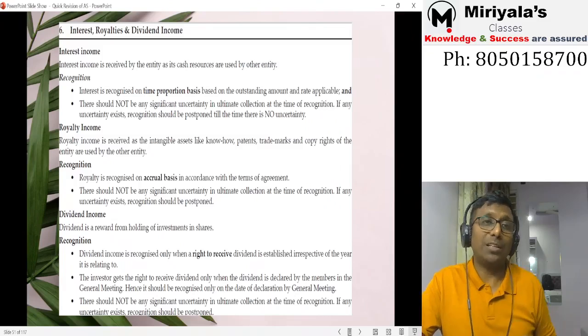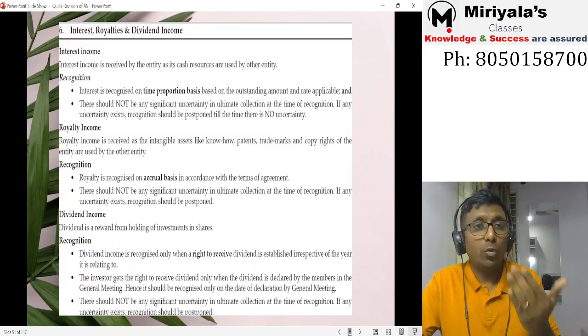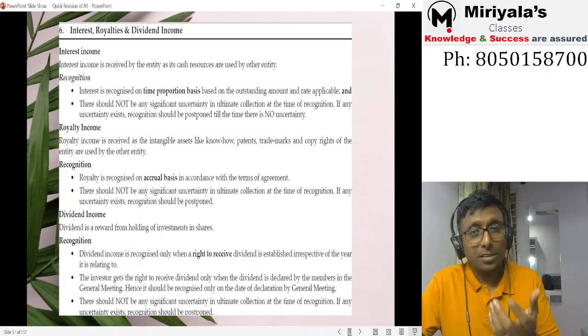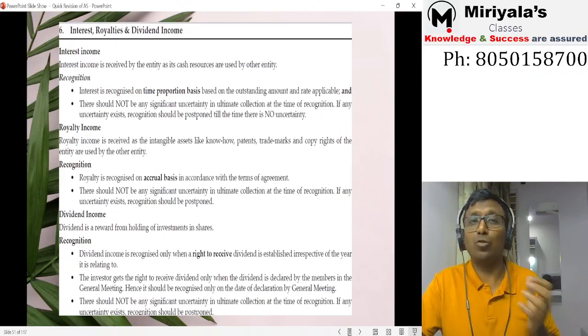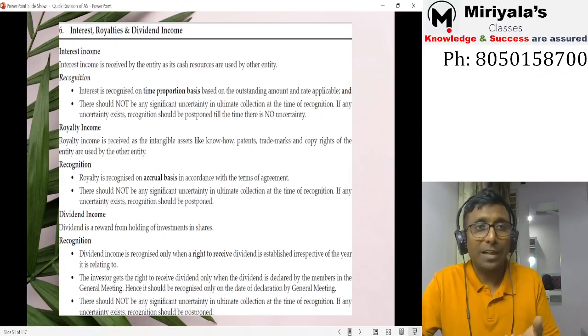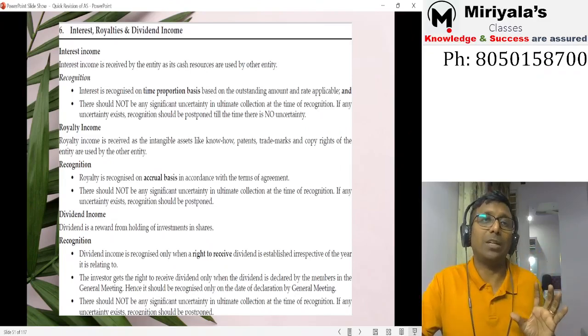With respect to royalty, now here also, how do you take the royalty? It is basically as per the agreement. Suppose book related royalty: some authors will get based on the number of books sold. Some authors will get a fixed amount, like per annum this much is the royalty revenue. So it depends upon the agreement. Based on the agreement, you are supposed to recognize it.